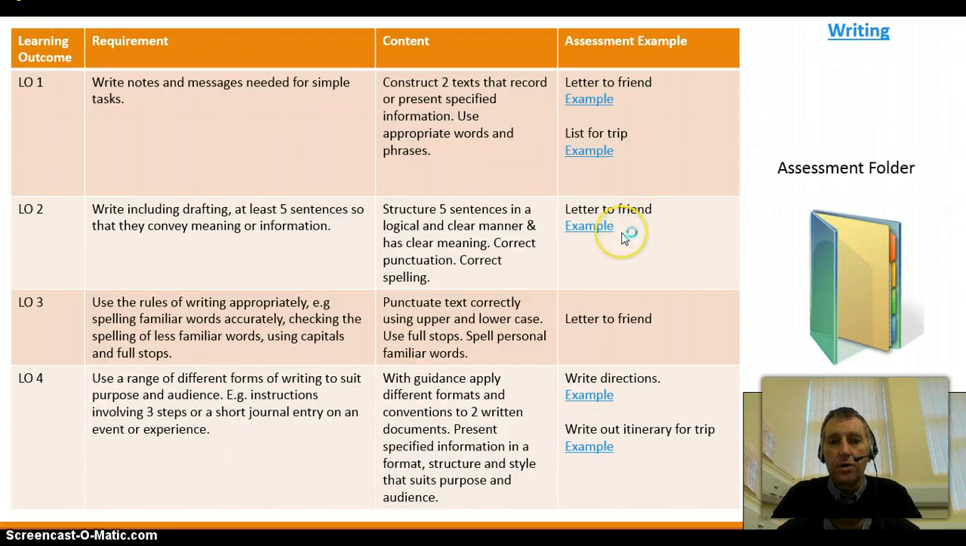Writing a letter to a friend covers LO1 and LO2. Write directions for your friend, telling him how to get to your hotel, and write an itinerary for the trip. So all those activities cover reading and writing learning outcomes at level 2.